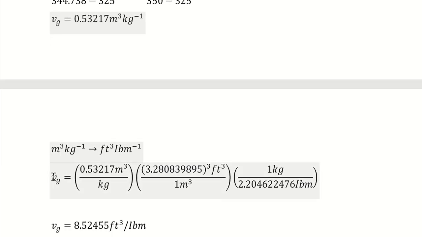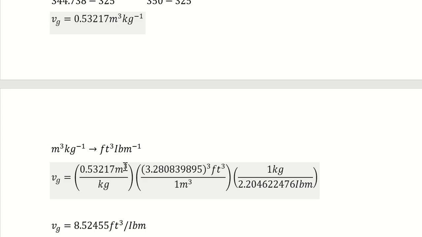You have your value of specific volume of the vapor phase, which is this 0.53217 meters cubed per kilogram. Now, where the conversion becomes a tricky thing is the power of the unit that you're converting from. So we're converting these meters cubed to feet cubed. The actual conversion of 1 meter is 3.280839895 feet.